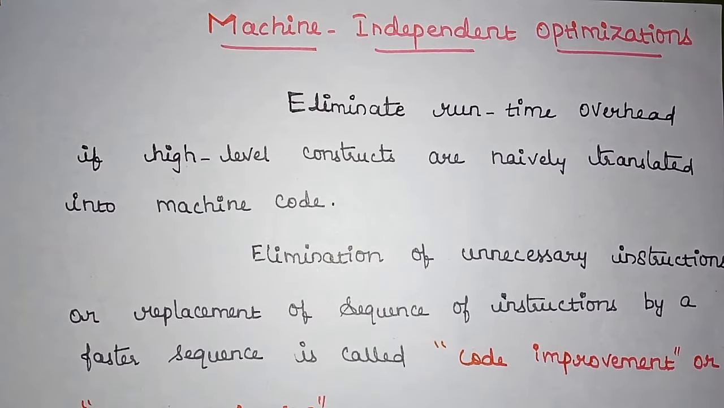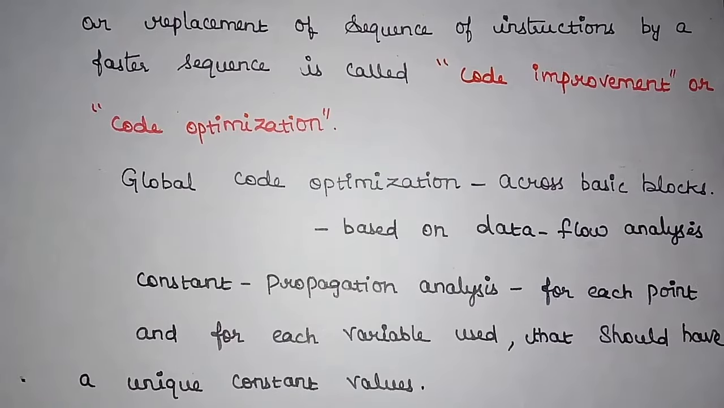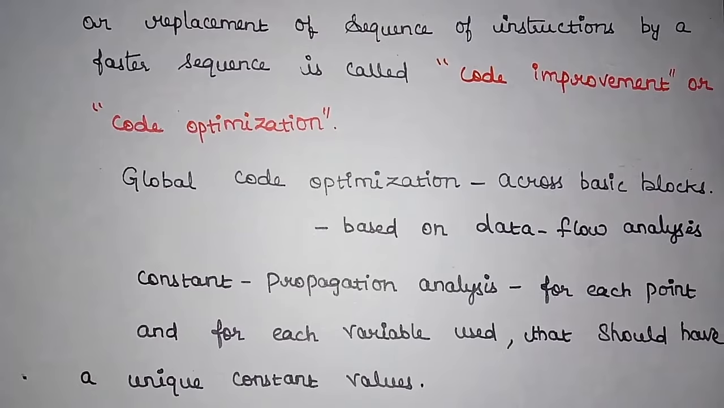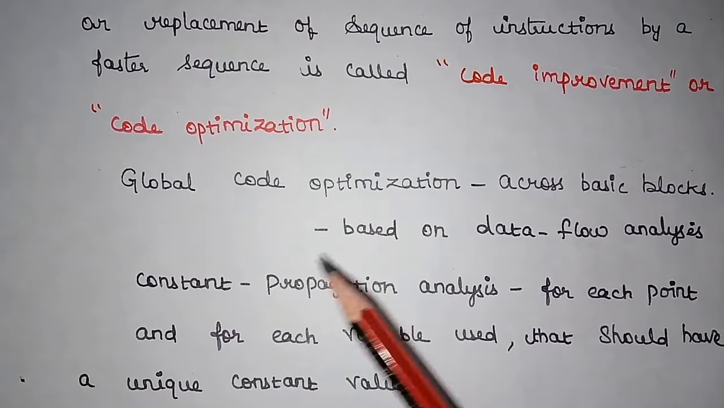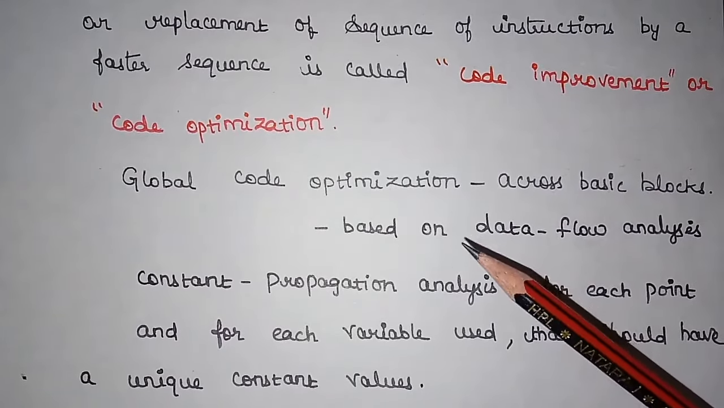code improvement. So here we do this code improvement by eliminating the unnecessary instructions in the object code, or by replacing the sequence of instructions by a faster sequence of instructions which does the same thing as the original code. This is called code improvement or code optimization. And the code optimization comes in two ways. One is local code optimization and the next one is global code optimization.